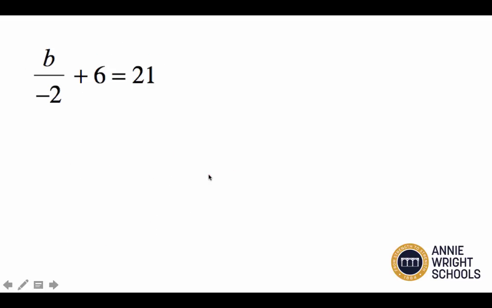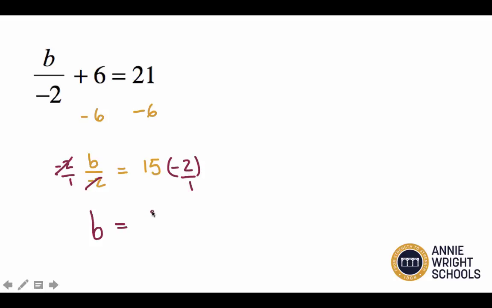Let's try another example. Get rid of the adding 6 by subtracting 6. Get b over negative 2 equals 15. Now multiply both sides by negative 2 over 1. When you multiply by negative 2 over 1 over on the left, the negative 2's cancel and you're left with positive b. Over here you get 15 times negative 2, which is negative 30, divided by 1, which is negative 30.